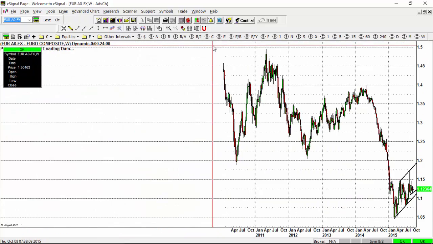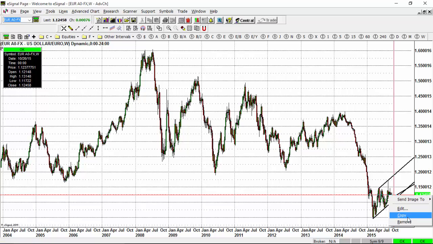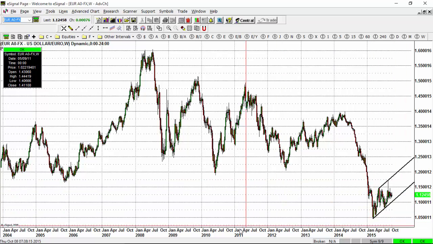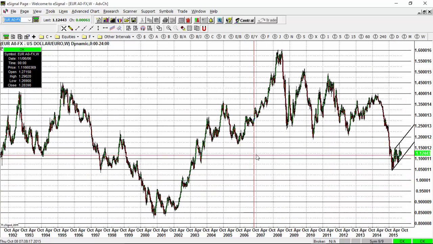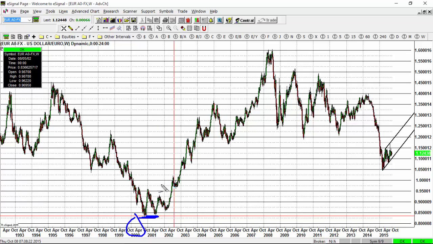Taking a look at the euro, we're going to look at another longer term outlook. Okay, weekly chart of the euro also. Now, the low that was made in the euro was at the 85 level all the way back in the year 2000.